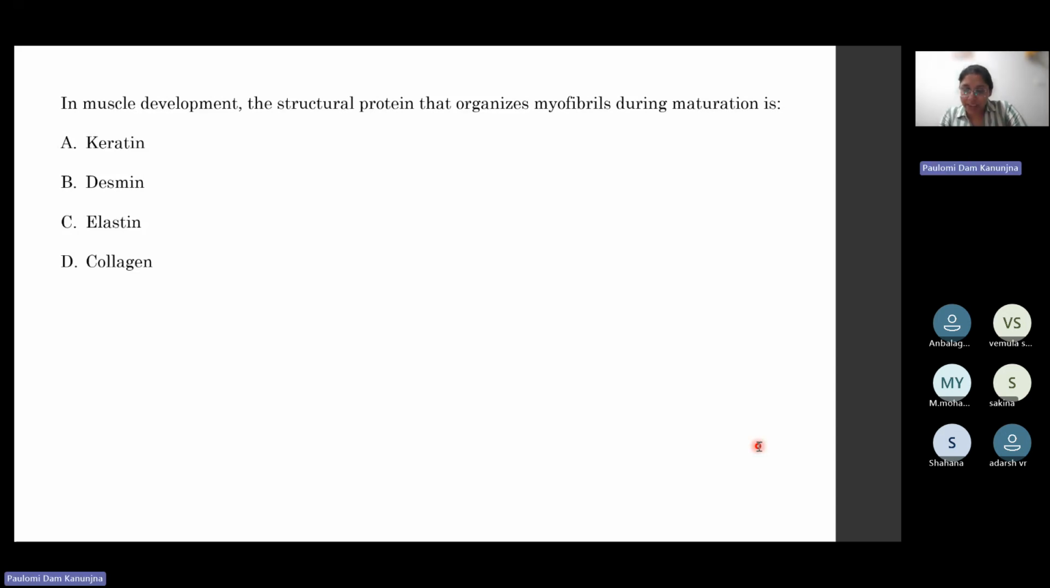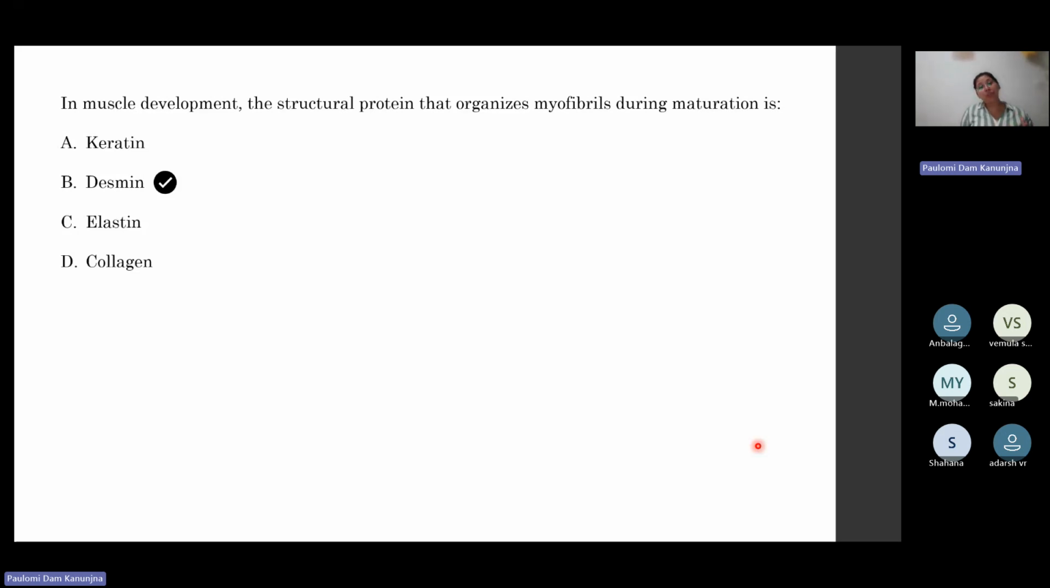B. Okay, B, C. Okay. Anyone else wants to take a guess? You think it's between B and C? Yes, makes sense, if you think about desmin and elastin. Anyone else? You know where keratin is, you know where collagen is. Do you think they have a similar role here as well? Okay, no worries. So the answer is B, desmin.